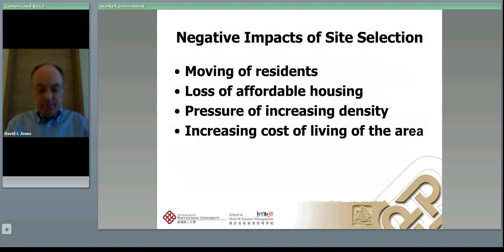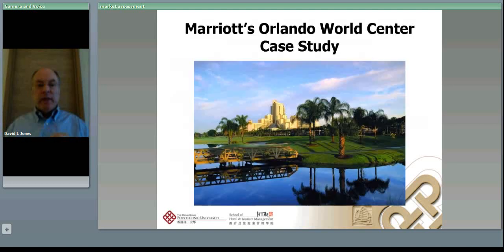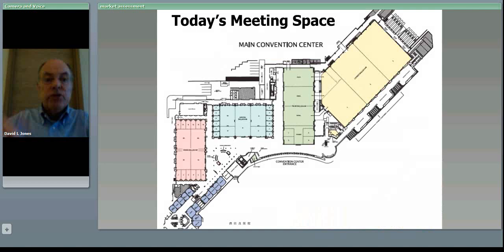Okay, let me give you an example, a case study here, and then we'll talk about the New Zealand one in class. Let's go back to my old hotel, Marriott World Center in Orlando. And what you see here today is very different than when we started.